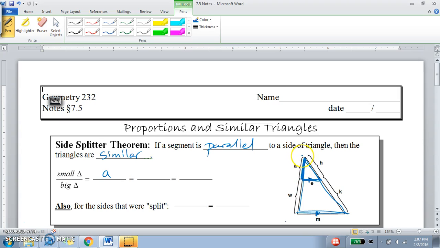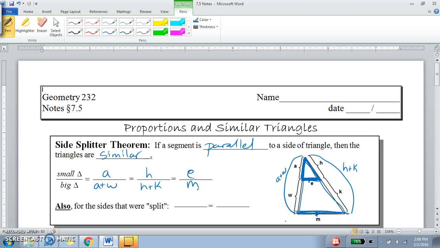The corresponding side of the big triangle would be this entire side. So that's really going to be A plus W, whatever those two numbers are. Same thing over here. This entire side is going to be H plus K. So A is going to compare to A plus W, and H is going to compare to H plus K. However, when we get here, E is the entire bottom side of the small triangle, and M is the entire bottom side of the big triangle. We don't have to add anything together.